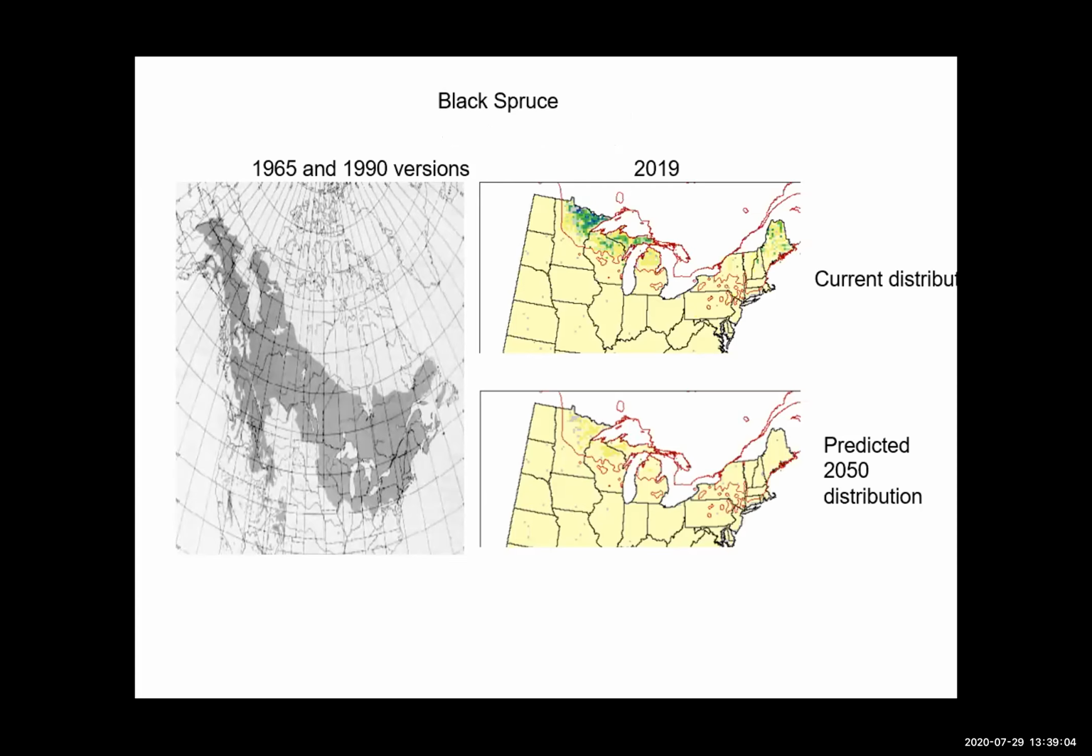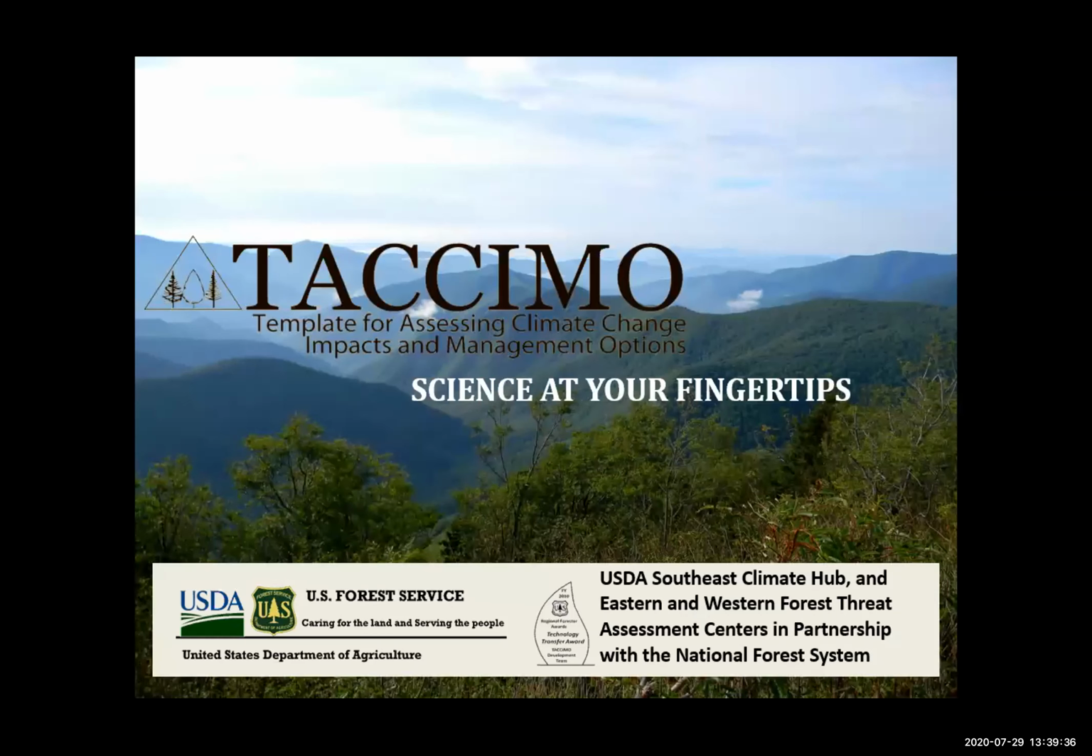Here's an example of the current distribution map from 2019 on the top, and the predicted distribution map of 2050 for black spruce. So in 2019, we show a lot of it in Minnesota, Wisconsin, Maine. By 2050, which is only 30 years from now, it's going to be pretty much gone from those areas. And if you look at the range map on the left from 1965, it shows that it reached all the way down into central Ohio and those areas. So you can see that this is a tool that needs to be updated, and we're working on trying to do that.